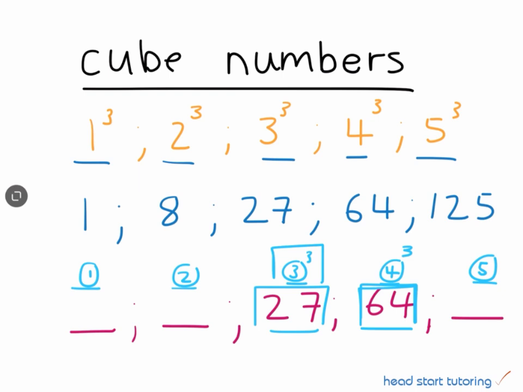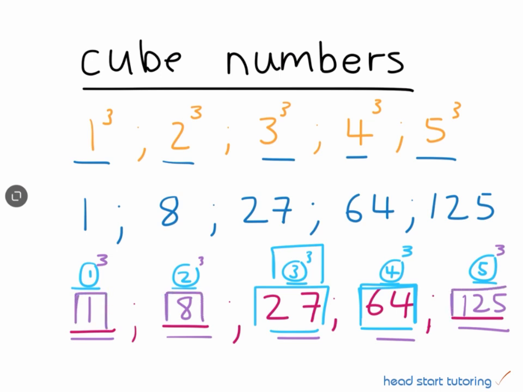4 cubed is 64. And then we see whether 1 times 1 times 1 is 1, 2 times 2 times 2 is 8, and then our fifth number, 5 cubed, is 125. And we see that this number sequence works out well, because the gaps that were left open are filled perfectly with these cube numbers, and everything works out to be in order.